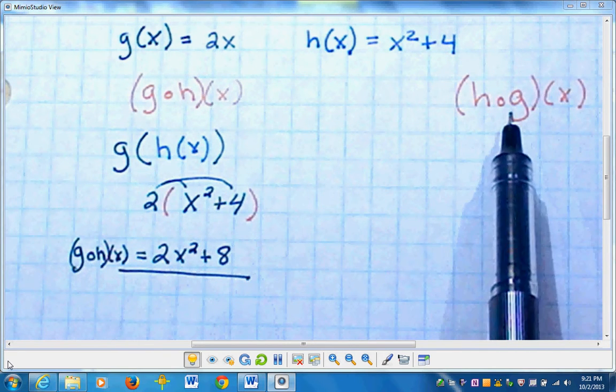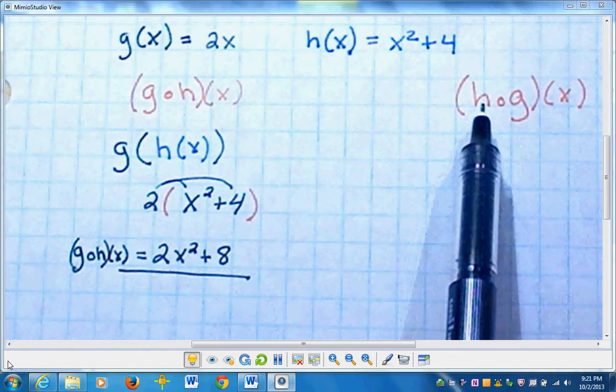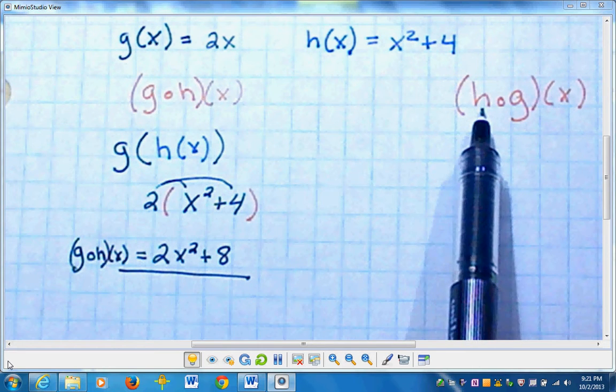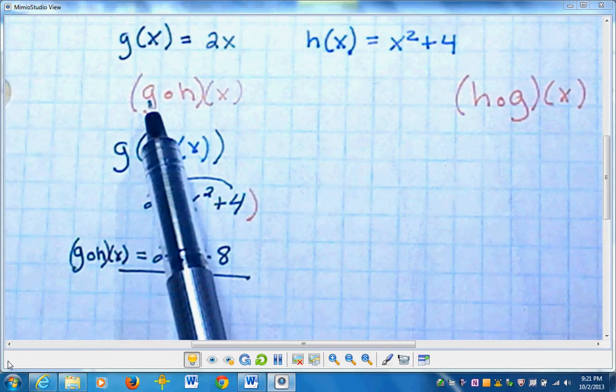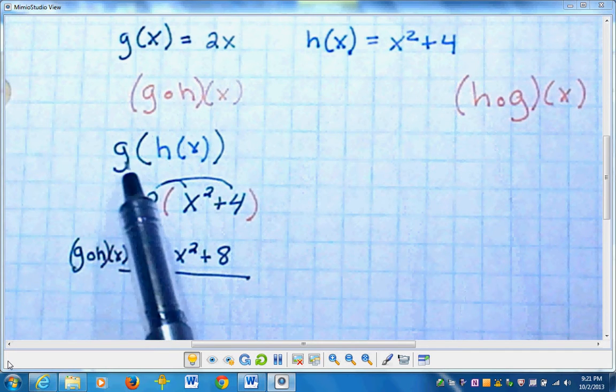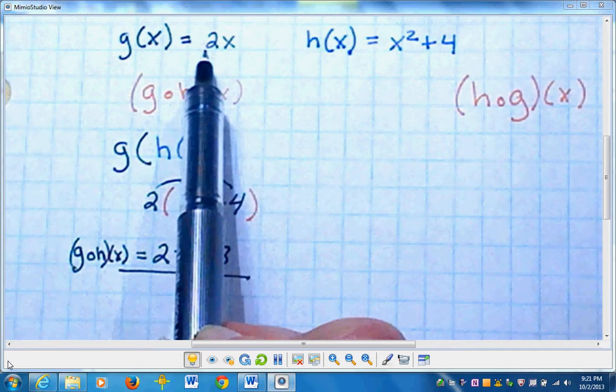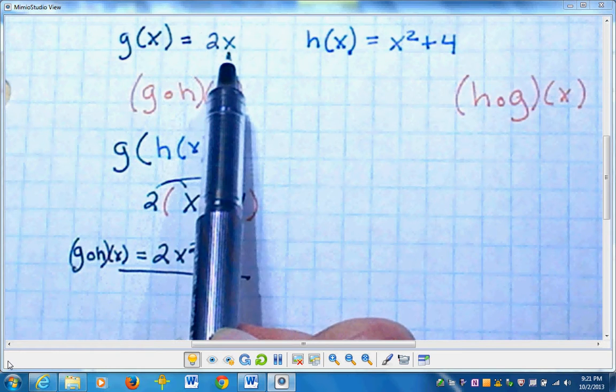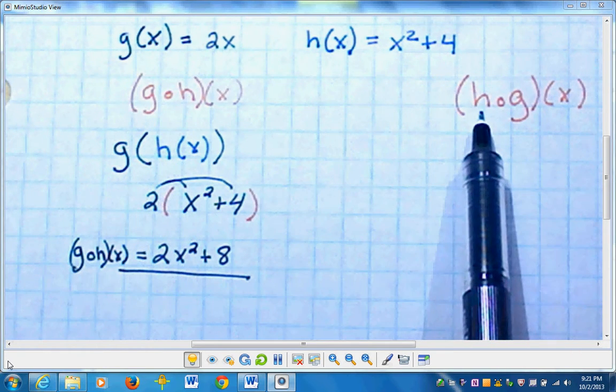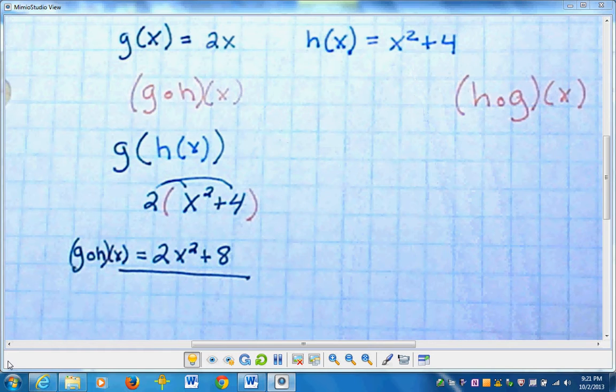So let's do it the other way. So notice that my first function is my primary function. For here, my main function was g because that's what I saw first. So I looked at my g of x function first. Here, my h function is first, which is this one here.